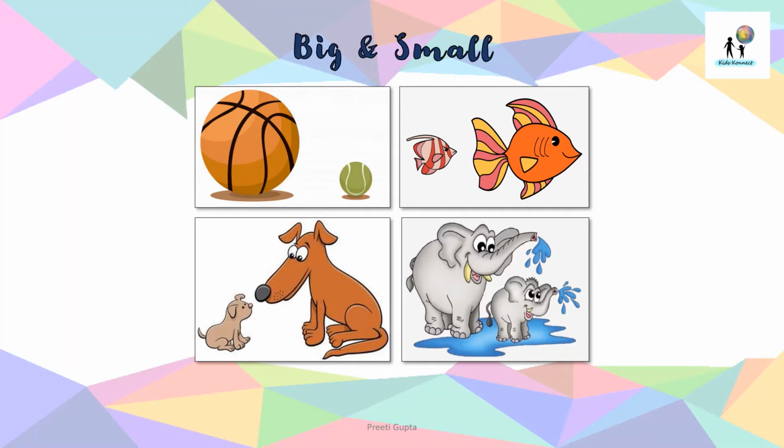Let us begin with big and small. This concept is based on the sizes of the objects which are very much visible to kids, and they can easily connect with it. They can also compare sizes of objects present in and around their house. Few examples are given here for their reference.